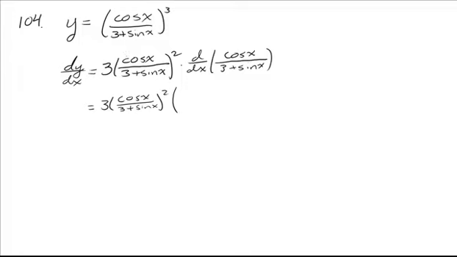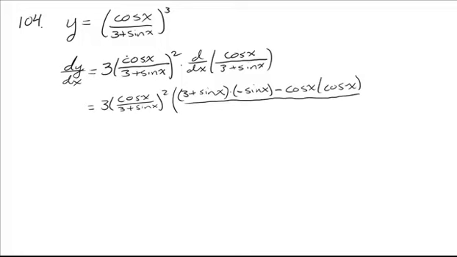So quotient rule, I start off with leaving the denominator alone. And because of that plus, it will need parentheses, times the derivative of the numerator. The derivative of cosine x is negative sine x. Now we have minus because it's quotient rule. Cosine x times the derivative of the denominator. Derivative of 3 is 0. Derivative of sine x is cosine x. All over the denominator squared. 3 plus sine x quantity squared.